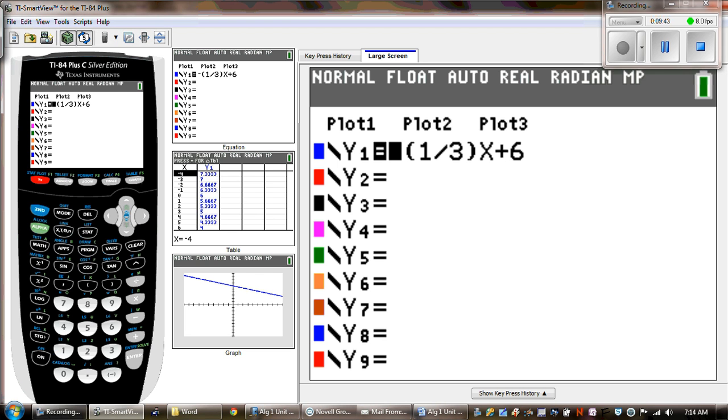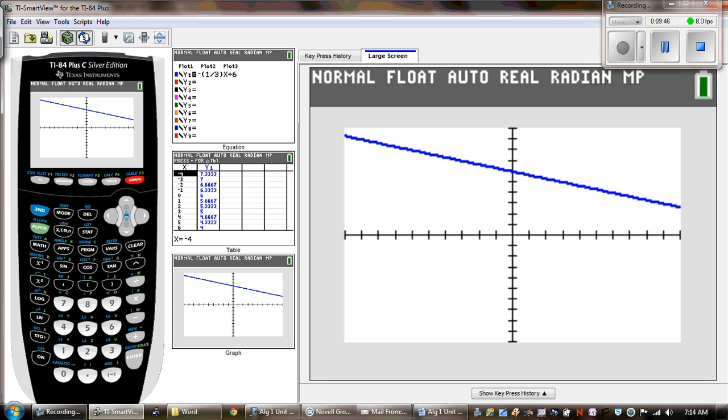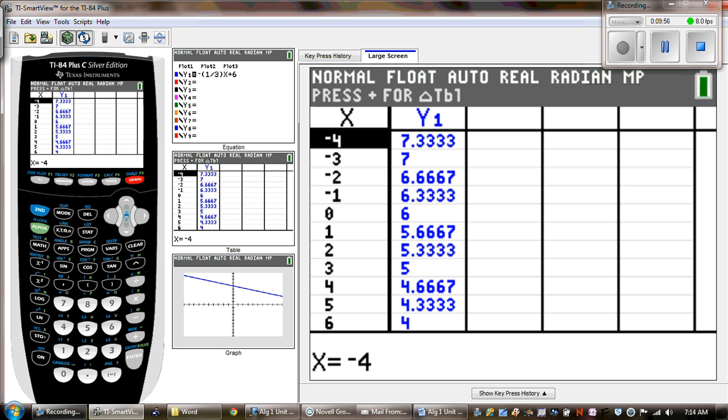I can go and graph it, and I can see exactly what my graph looks like, which is exactly what we just did. And if I hit the second button and table, if you look at it, those are my answers. Well, there's -3. We did that one. I can scroll down. There's 0. There's 3. There's 6. And this is so we can double check our work. Okay? You need to know how to do this by hand and by using a calculator. Okay?